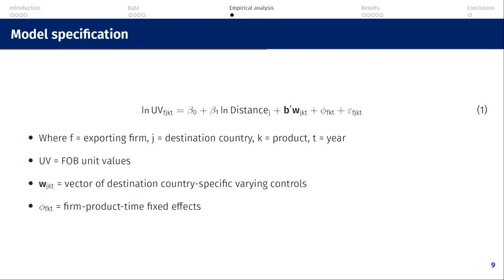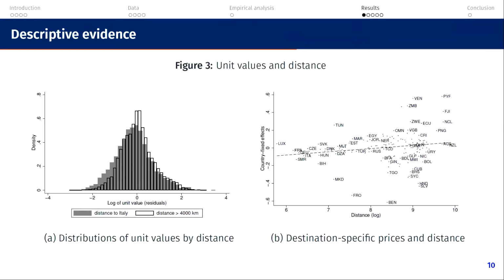So how do I hope to identify my effect? I estimate a simple linear regression where on the left-hand side, I have unit values, which are export values divided by export quantities. I regress this on distance and a host of destination-product-time variables. And then I also control for firm-product-time fixed effects. And so a lot of my identification comes from the within-firm variation. And then we have the error term.